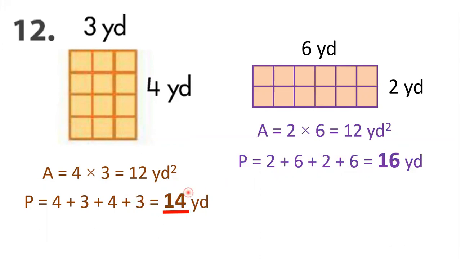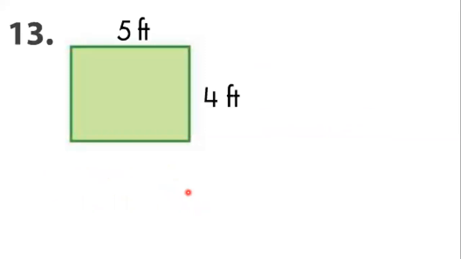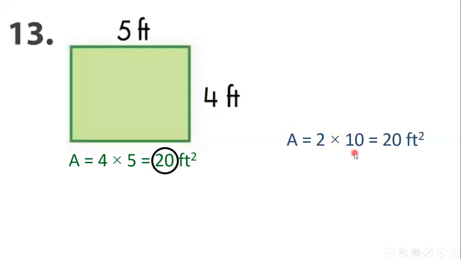Question 13. The area of this rectangle is 4 multiplies 5 equals 20 square feet. I have to draw another rectangle with the same area. 4 multiplies 5 equals 20, and 2 multiplies 10 equals 20 also.